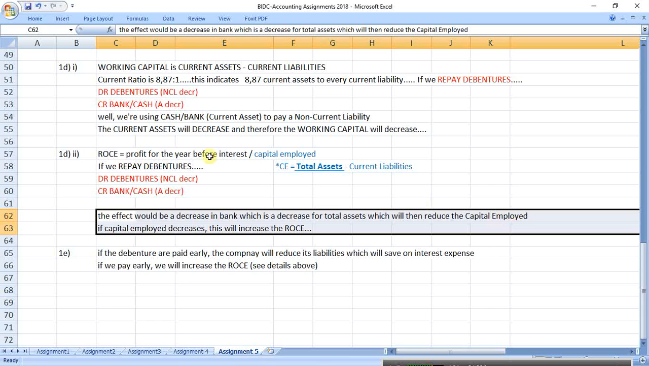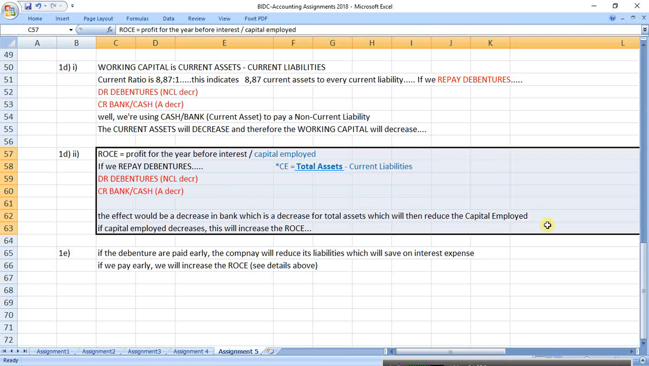Okay, so it's basically just using what we did here. So it will increase the return on capital as total assets are reduced and capital employed decreases. Okay, so that's just basically using that.